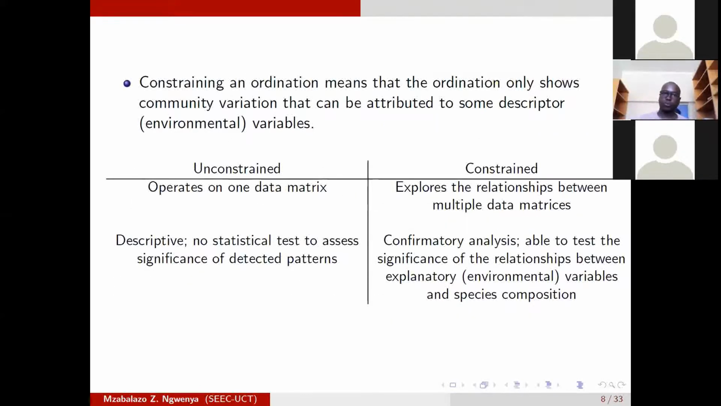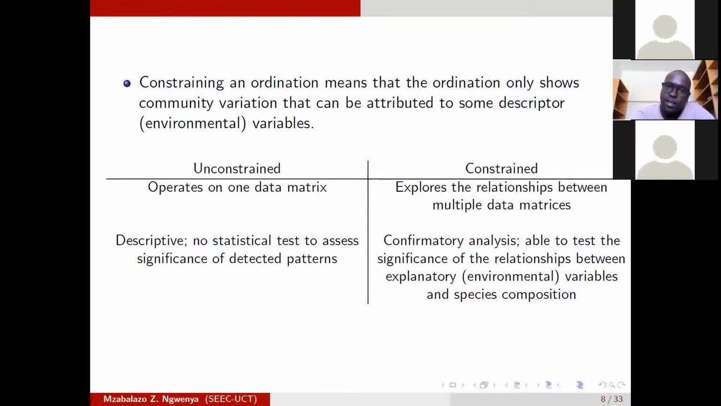Okay, so we've seen what constrained ordination is. What is it doing practically? So constraining an ordination means that the ordination only shows community variation that can be attributed to some descriptor variables. So we're working in an environmental space here. So our descriptor variables are usually environmental variables.